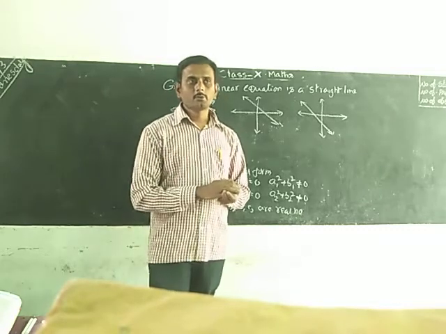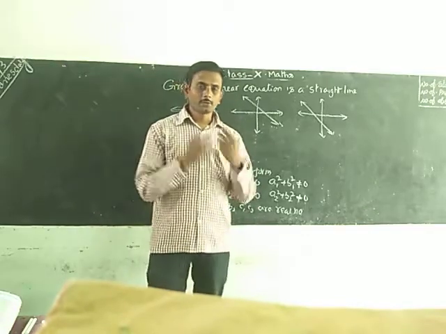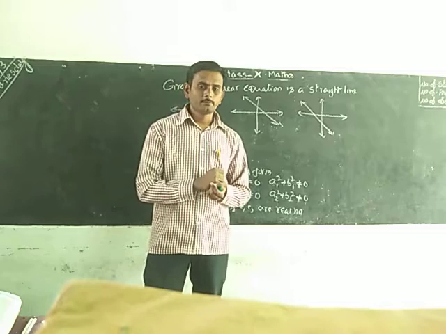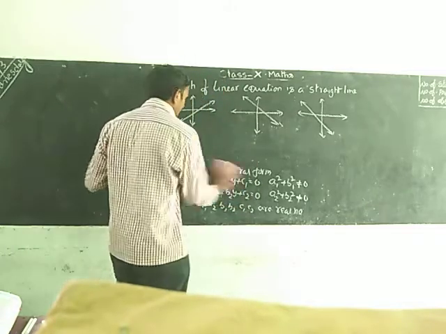Whenever you draw a pair of linear equations in two variables on a graph sheet, three situations are possible. What are those situations?